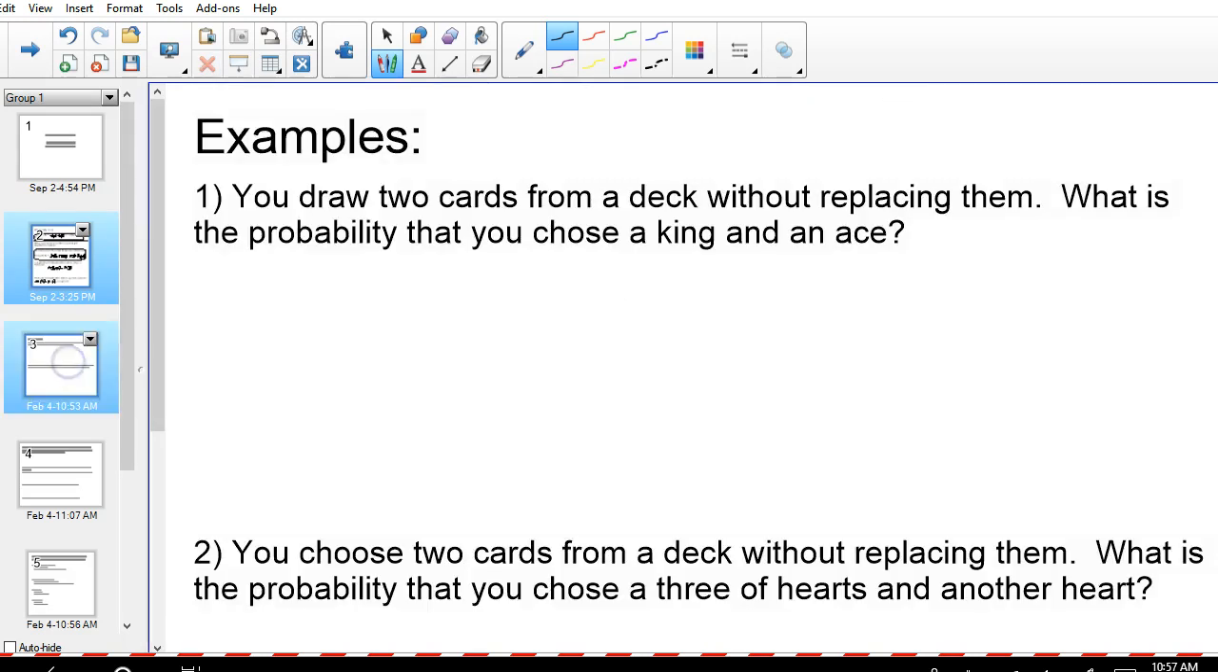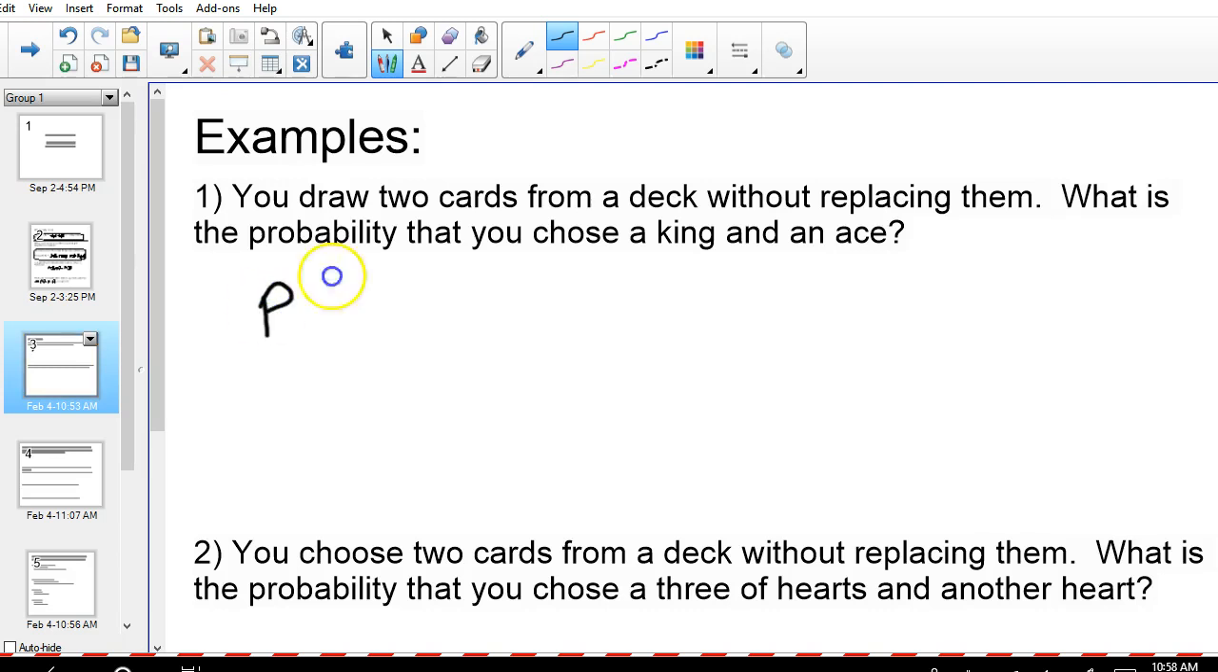Okay? All right. So here's an example. You draw 2 cards from a deck without replacing them. What is the probability that you choose a king and an ace? Okay? So this is an example of dependent probability. So the probability changes from the first card to the second card because you don't have as many cards you're choosing from if you don't replace them.